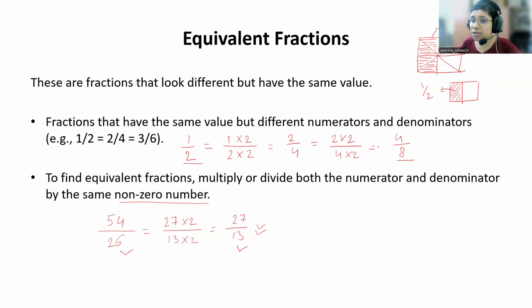So 1 by 2 is equal to 4 by 8. So that is what is meant by equivalent fraction. How do we get it? You just multiply or divide with the same number in the numerator as well as in the denominator.